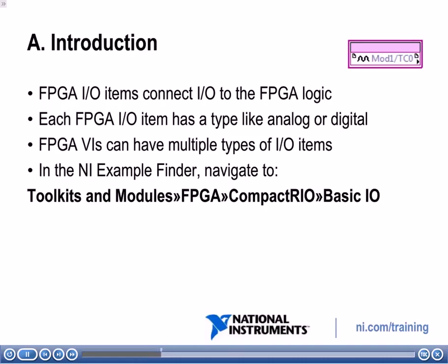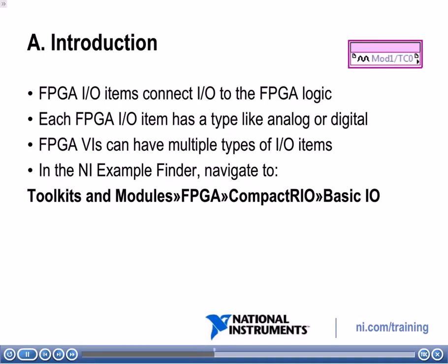So on this slide on the top right, you see an example of an FPGA I/O item. FPGA I/O items connect the I/O to the FPGA logic. This is the way that you'll get signals into and out of the FPGA. Each FPGA I/O item has a type like analog or digital. So you might have an analog input that's coming into the FPGA, or you might have a digital output that the FPGA is sending out.